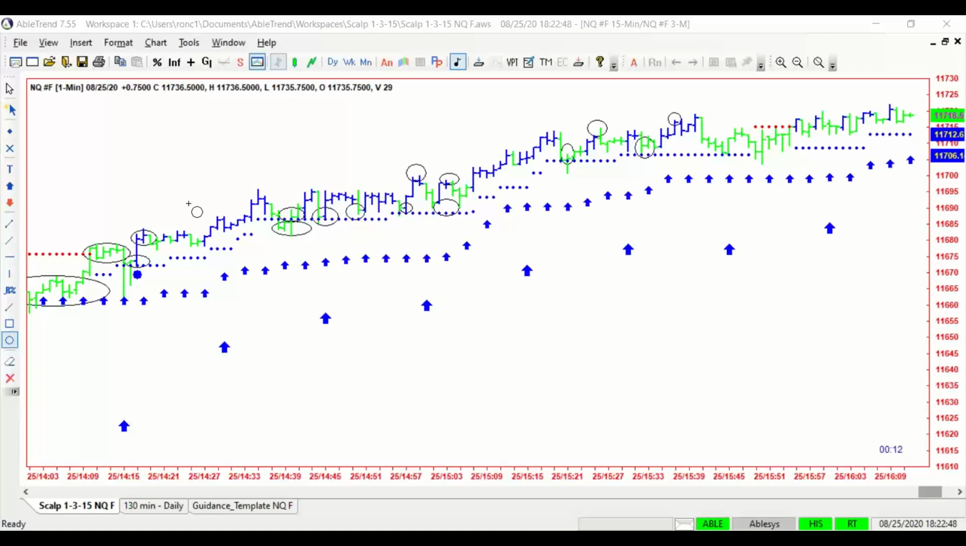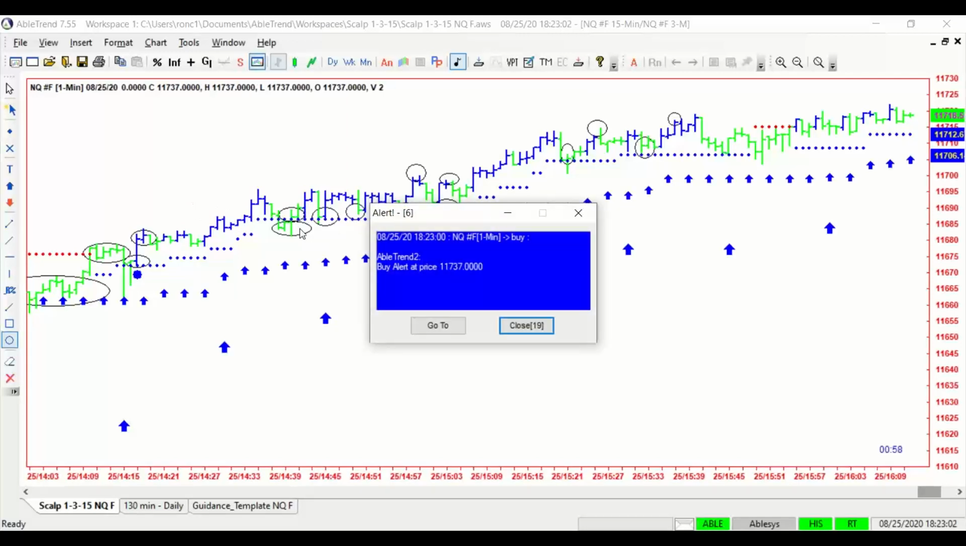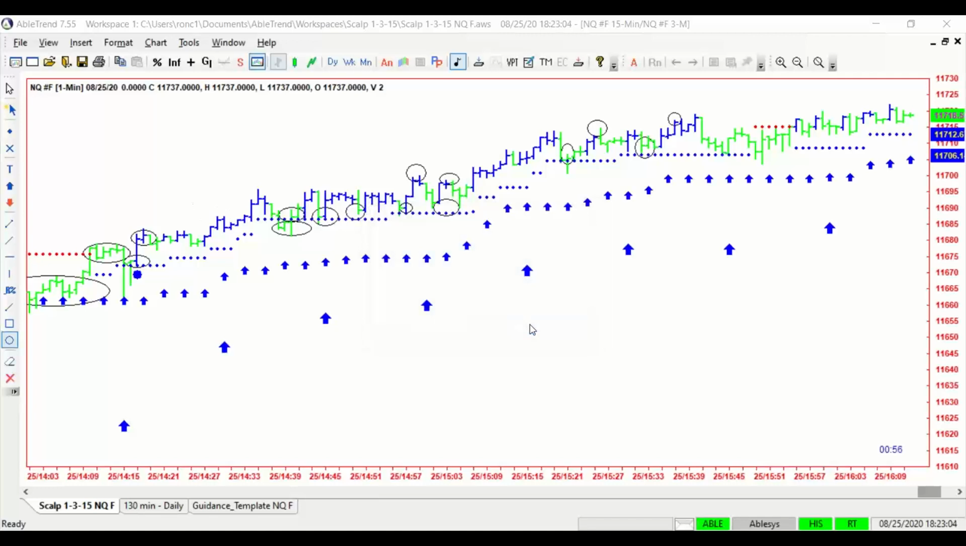Yeah, the scalp method will work just as well for ES and RTY. Yes, sir. It works for anything, really. Any market in the world. Our favorite is NQ because NQ is the smoothest. It's the least choppy. It's the most profitable one. But you can use it for any market. Yes, sir.